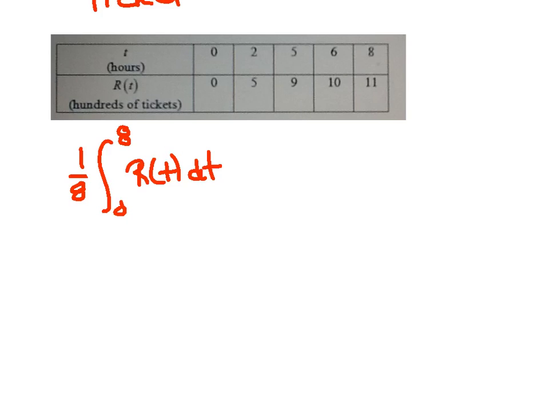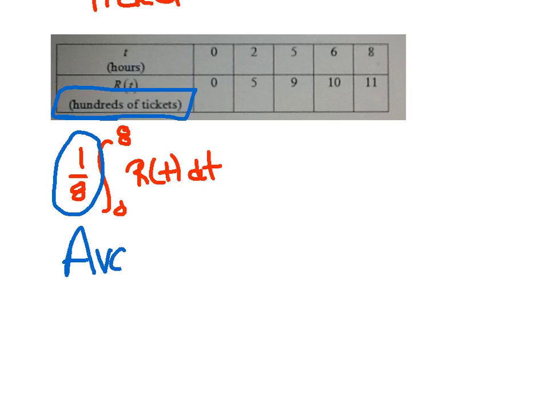Okay, now I feel like I have to explain that just a little more. My guess is some of you are a little concerned about the units, because notice you integrated r of t. If you integrated hundreds of tickets, your answer should still not be hundreds of tickets. Or should it? So, the only reason I'm keeping the same amount of same units here is because I'm actually just finding its average.